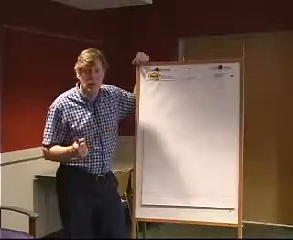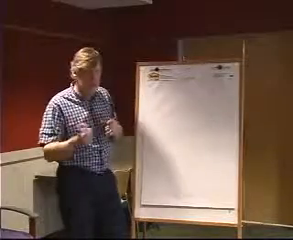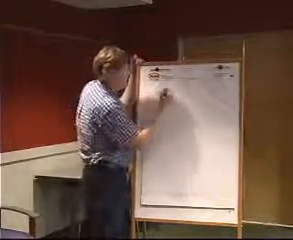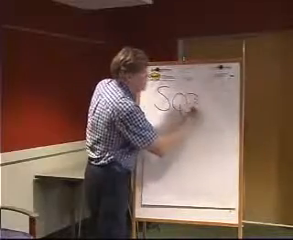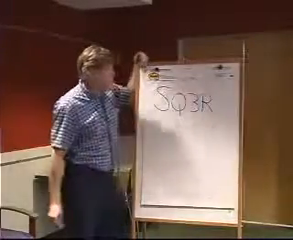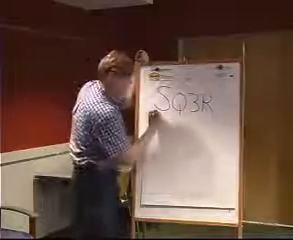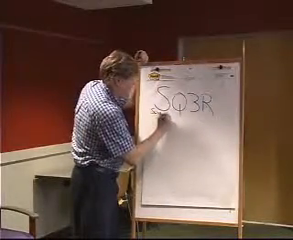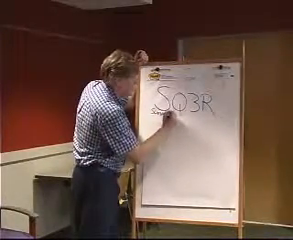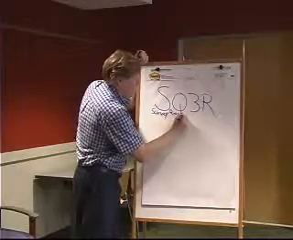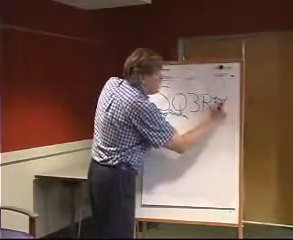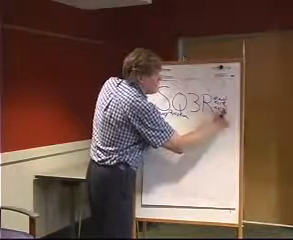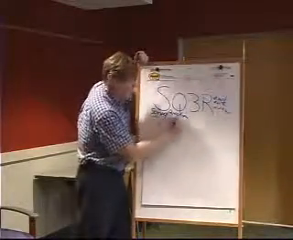It's called the SQ3R. And there's other ones that sort of mimic this, but this is the easiest one for me to remember. So SQ3R. And what does that mean? Well, the S stands for survey, the Q stands for question, and then it's read, recite, and review. Okay? So let's look at the SQ first.